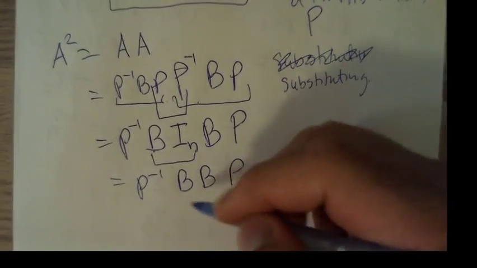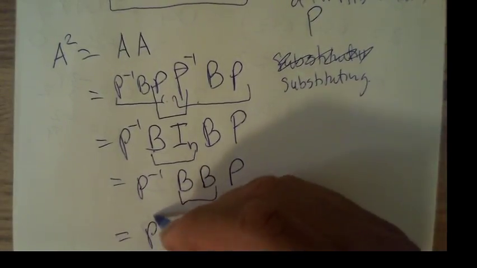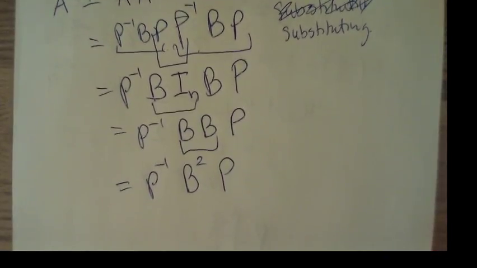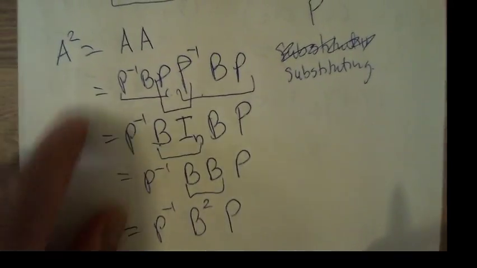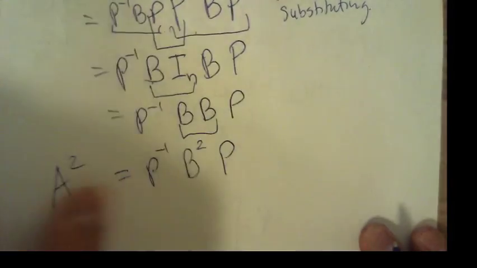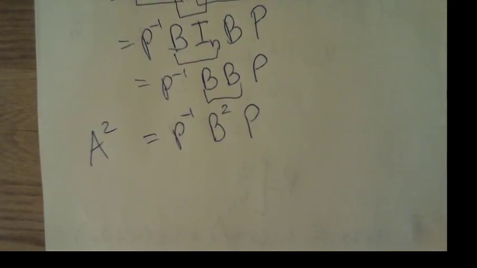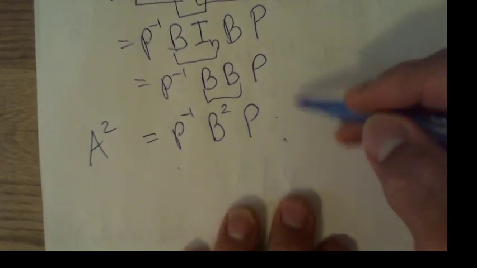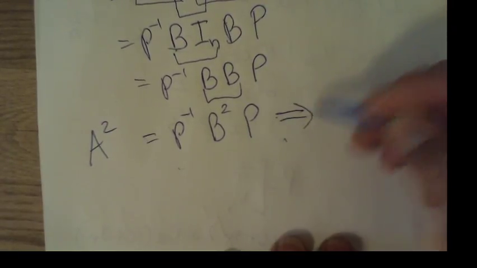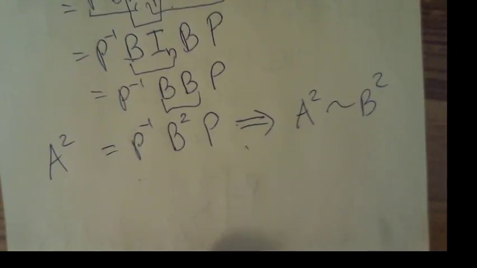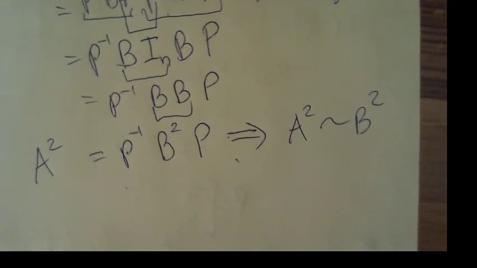All right, and again, associating again, B times B can be rewritten as B squared. Okay, and now notice that this is all equal. So A squared is equal to P inverse B squared P, right? I know this is an invertible matrix. It's the same invertible matrix from A similar to B. So what that implies is that A squared is similar to B squared.